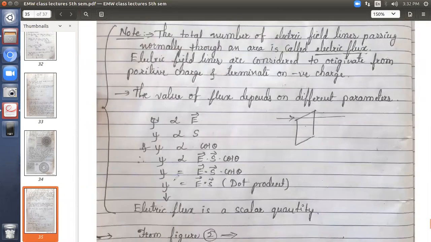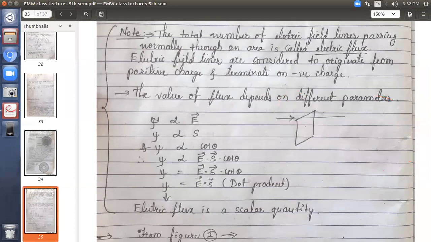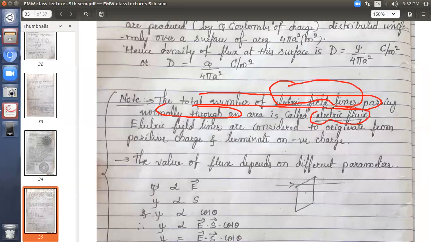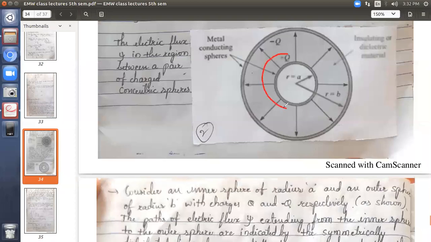As a note, I have given here, actually this figure is incomplete. Pardon me, I forgot to complete this. I'll show this, how this works. The total number of electric field lines passing through an area is called the flux. Remember this. Electric flux means the number of field lines. And these field lines, as per the convention, originate from the positive charge and terminate on the negative charge. The same thing you have even observed here also in the lines.